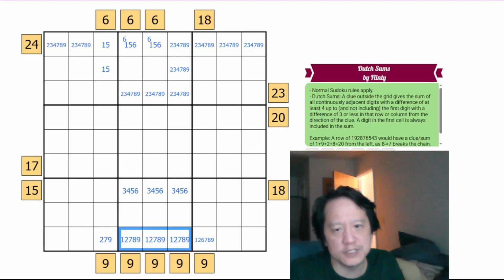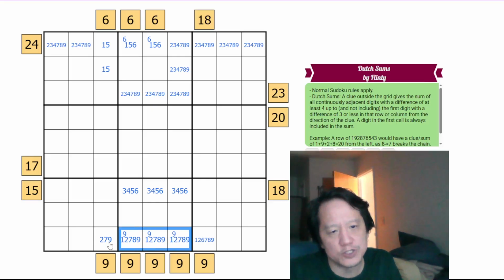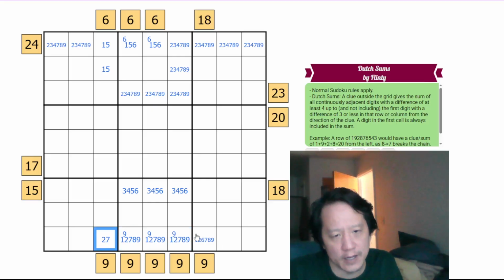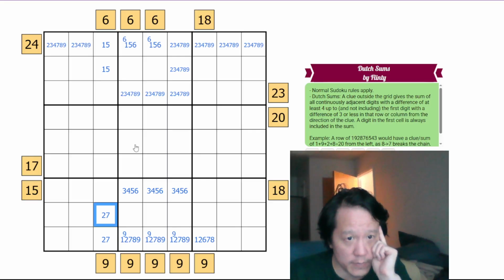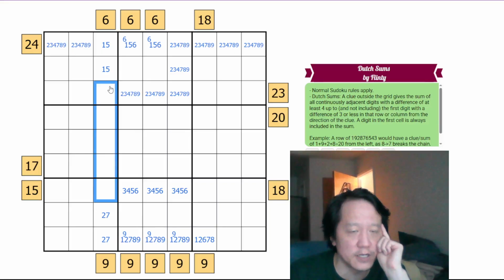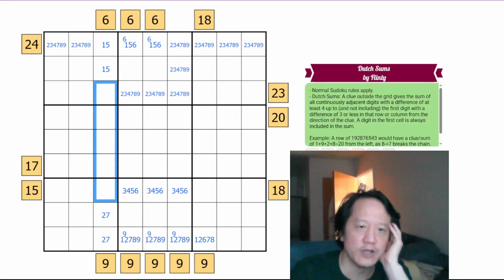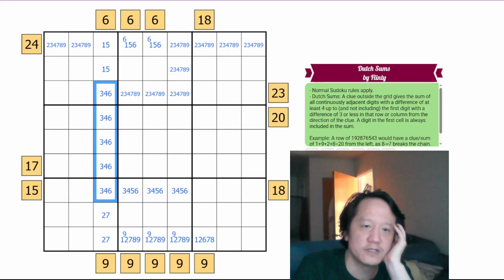So we have a guaranteed 9 here, which means this cannot be 9. This can't be 9. It's 2 and 7. So this is 2, 7 as a pair to add up to 9. Which means the remaining digits in column 3 have to be 3, 4, 6, 8, and 9.